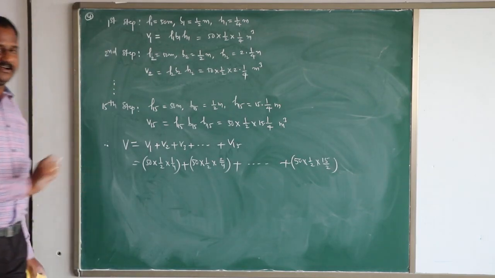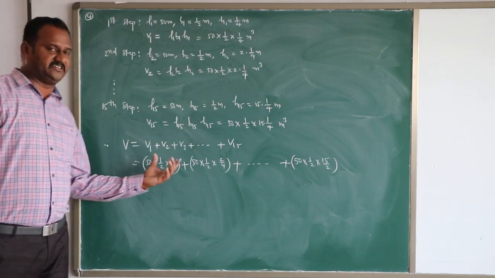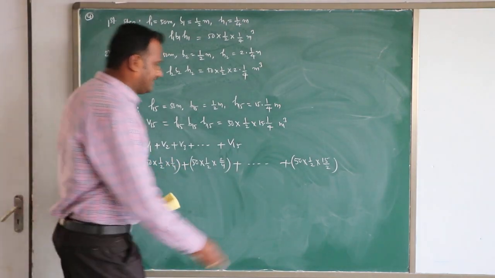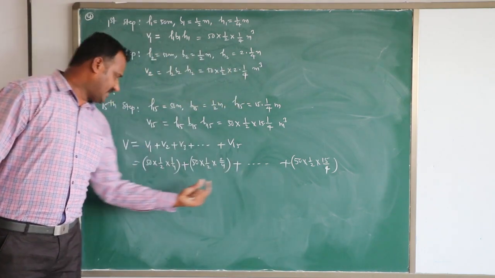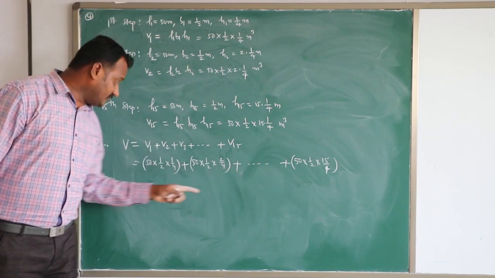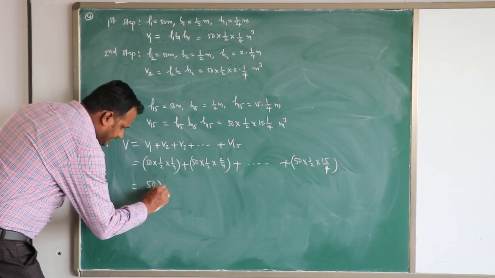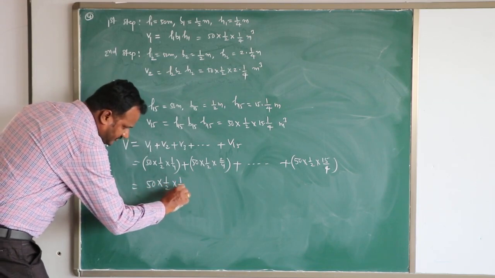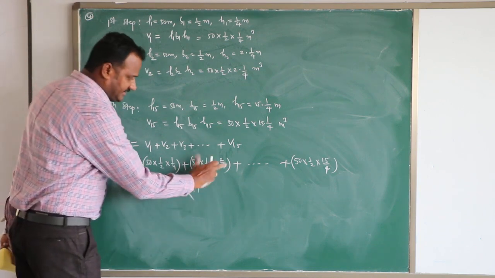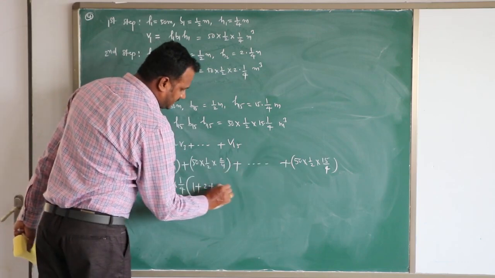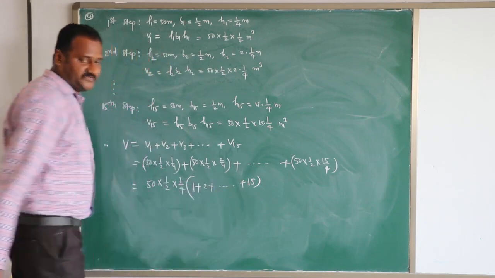Right? You will have to add all of them. And before you add all of them, see, some terms are common in every single term. 50 is there in every single term, and half is there in every single term, and moreover 1/4 is also there in every single term. So we can take 50 into half into 1/4 common, and the remaining term in this is 1, in this is 2, and so on. The last one is 15. And here you have to find the sum of the first 15 terms.